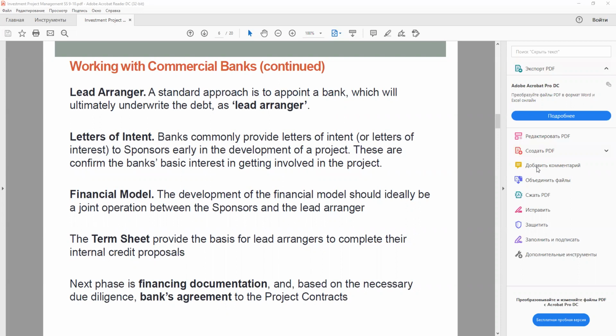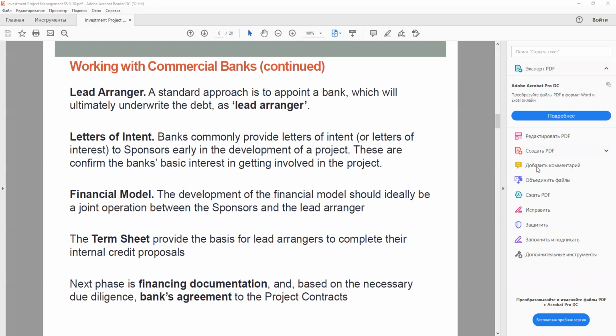And then we have a term sheet. The financing structure develops. A term sheet is drawn up, setting out in summary form the basis on which the finance will be provided. It is preferable for term sheet discussions to concentrate on commercial rather than legal issues, although the dividing line may be difficult to draw.